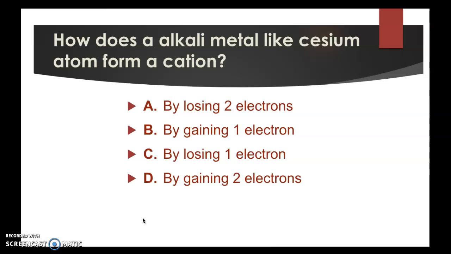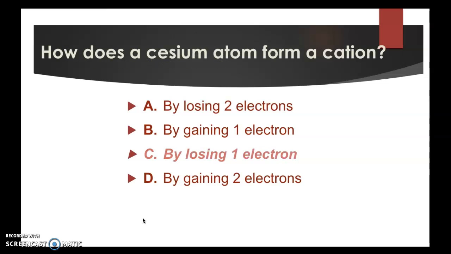Quick question, you can pause the video and think about this and answer this one: how does an alkali metal like cesium atom form a cation? And the answer is going to be letter C. Cesium has the 1 valence electron, so it's going to lose that electron and form a +1 ion.